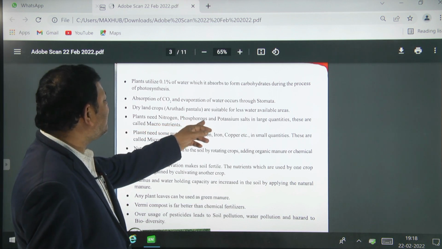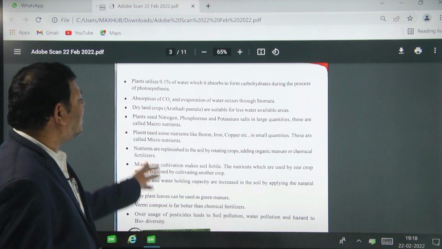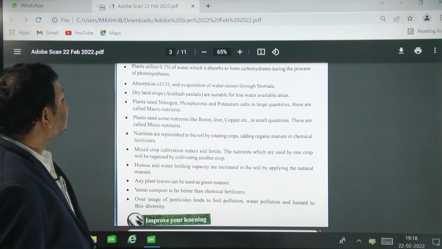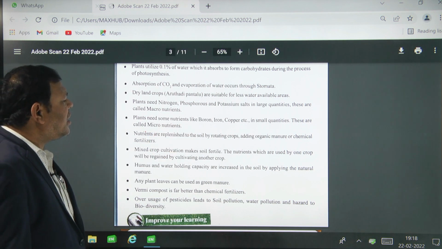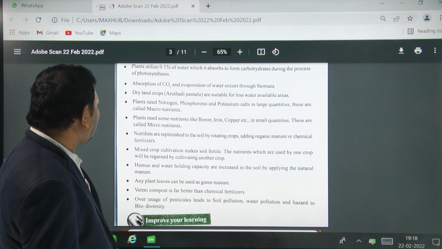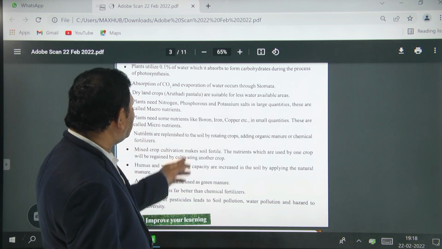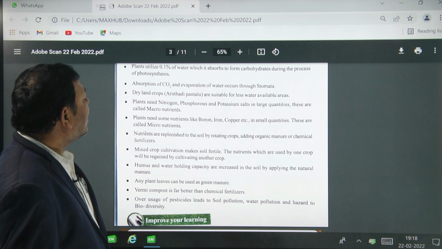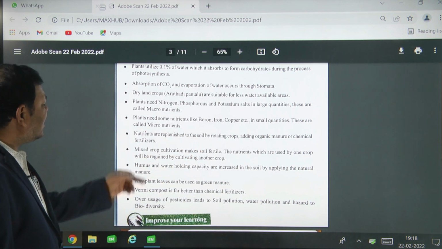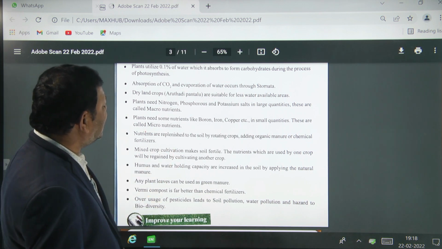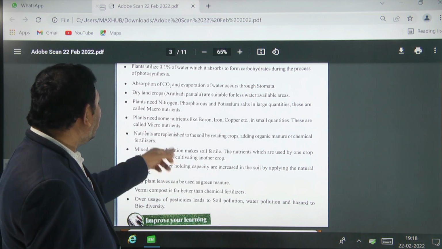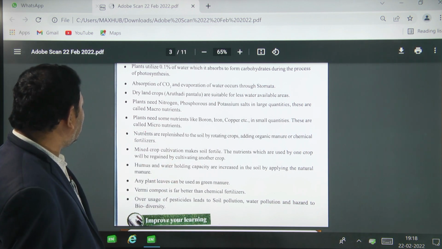Plants need nitrogen, phosphorus and potassium salts in large quantities. These are called macronutrients. Plants need some nutrients like boron, iron and copper in small quantities. These are called micronutrients. Nutrients are replenished to the soil by rotating crops and adding organic manure or chemical fertilizer. Mixed crop cultivation makes the soil fertile. The nutrients used by one crop are regained by cultivating another crop.